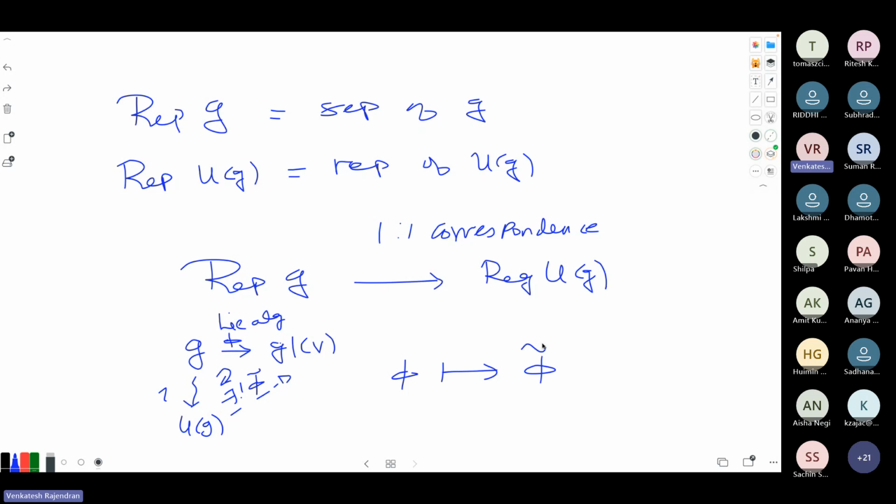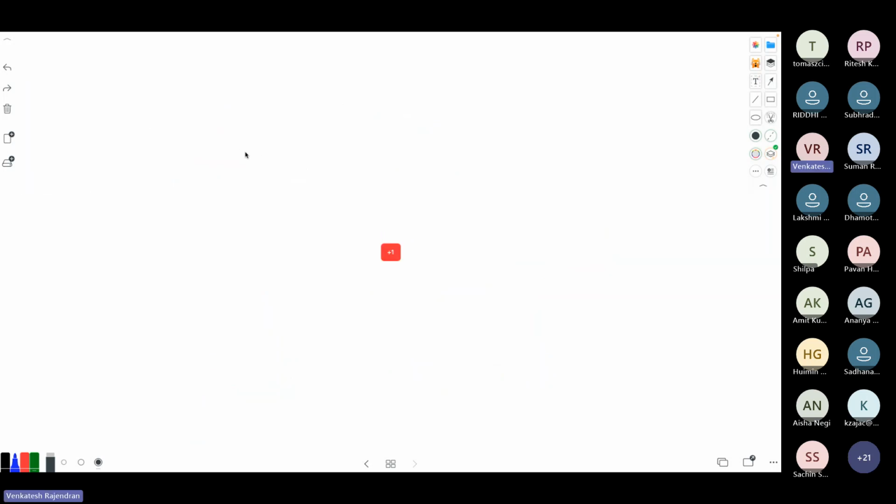Now how do you come back? To come back, if you start with a representation of UG, let's call it Xi, a representation of UG on E. Now it will become a map from UG to the endomorphisms of E. So it must be a unital associative algebra map.